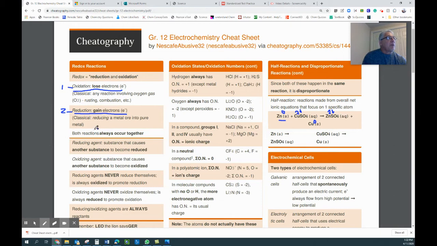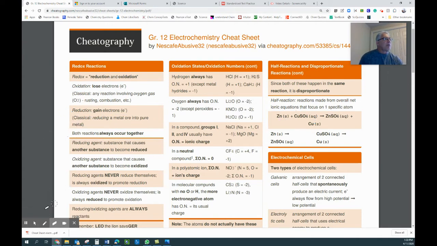The other important thing is that both reactions always take place or occur together. In other words, if you have an oxidation, there should be a reduction happening at the same time. So there cannot be oxidation without reduction and vice versa.